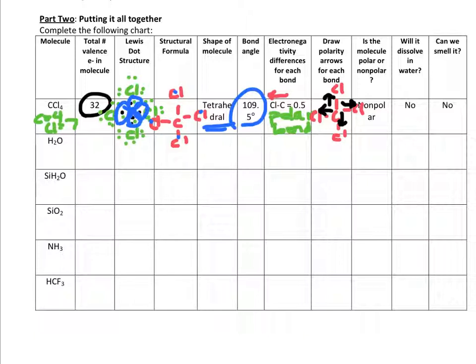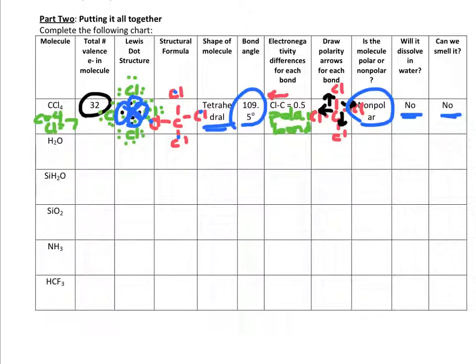Now we have to look at which way the arrows are pulling and if they're pulling in equal and opposite directions. These are chlorines all around, so they all have equal strength. We have one pulling up, one pulling down, that cancels each other out. We have one pulling left, one pulling right. Those also cancel each other out. So if all arrows cancel each other out, that means we have a non-polar molecule. If you remember from the notes, non-polar means it will not dissolve in water because water is a polar molecule, and we cannot smell it. So those two are no's.